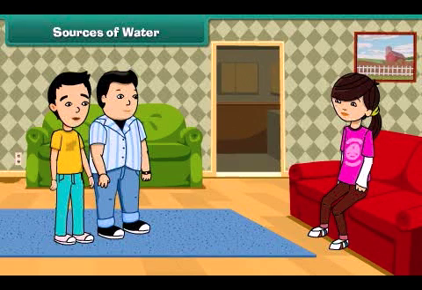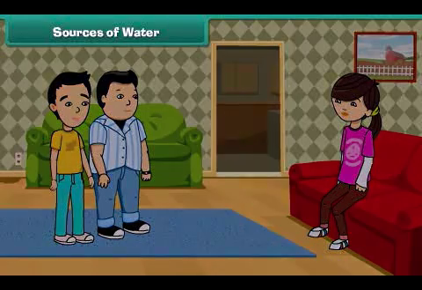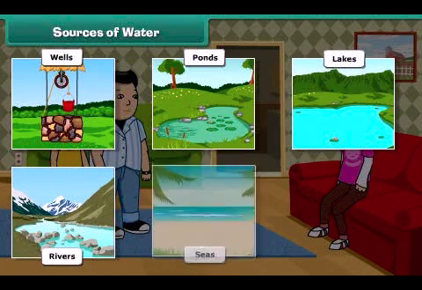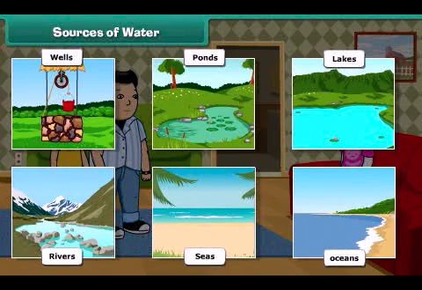Sister, from where can we get water? Oh, you are asking about the sources of water. Actually, water has limited number of sources like wells, ponds, lakes, rivers, seas, and oceans. Besides these, groundwater is also an important source of water.